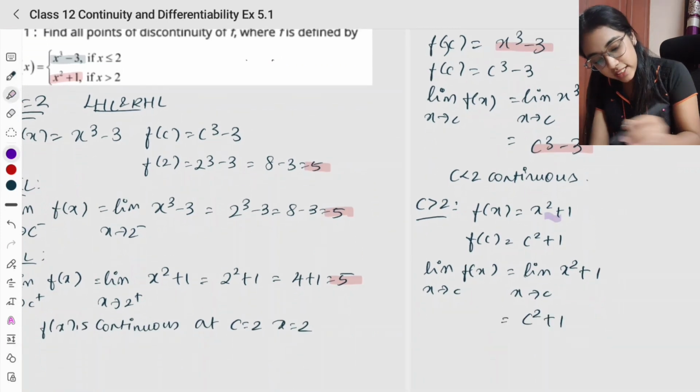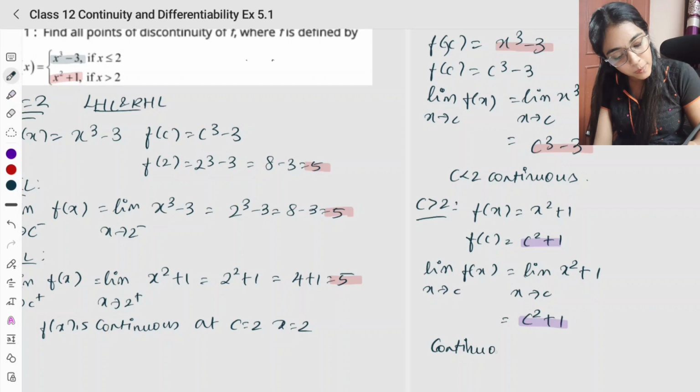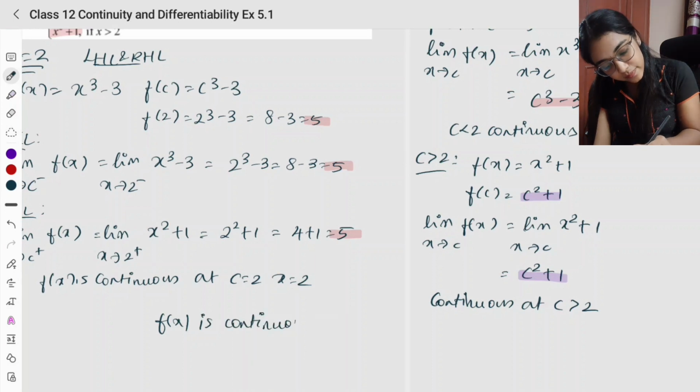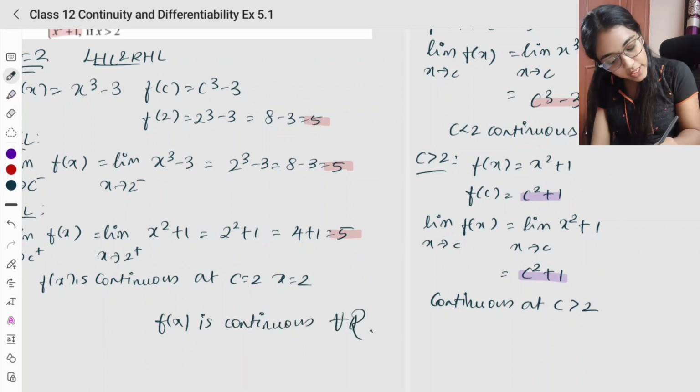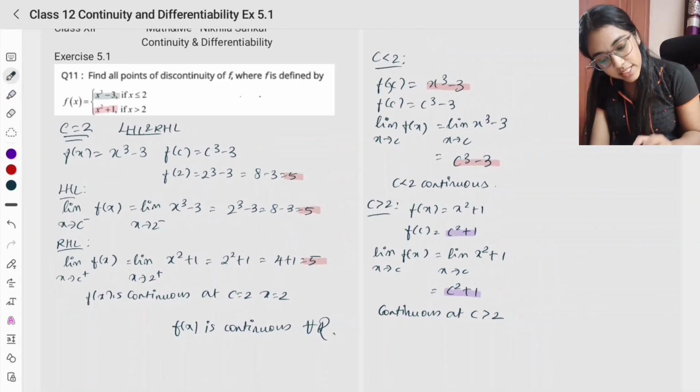So இந்த இடத்துல என்ன தெரியுது? When I highlight, I have c square plus 1 here and c square plus 1 here. So it is continuous at c greater than 2. So the given function f of x is continuous for every real number. எல்லா இடத்துலயுமே it is continuous. Okay, so please copy, please take a screenshot.